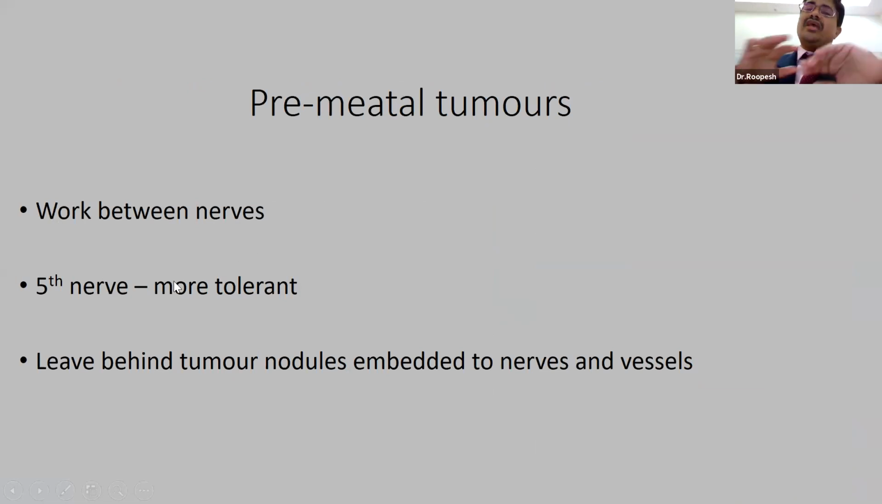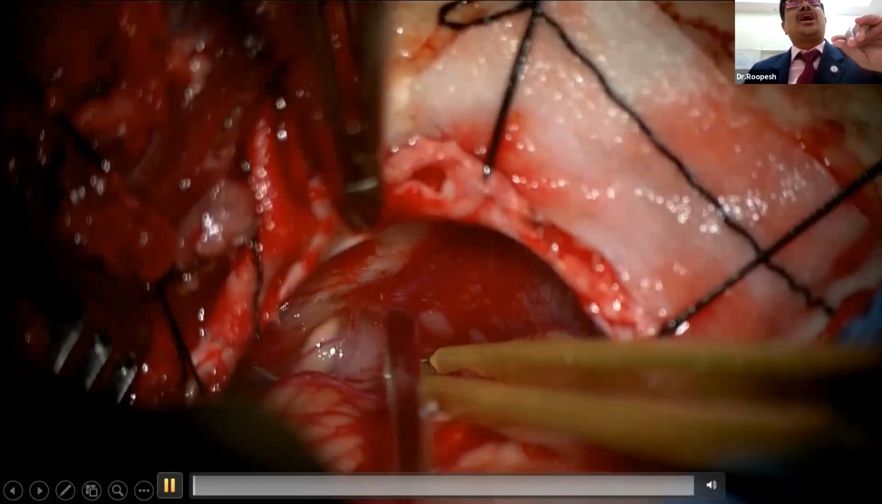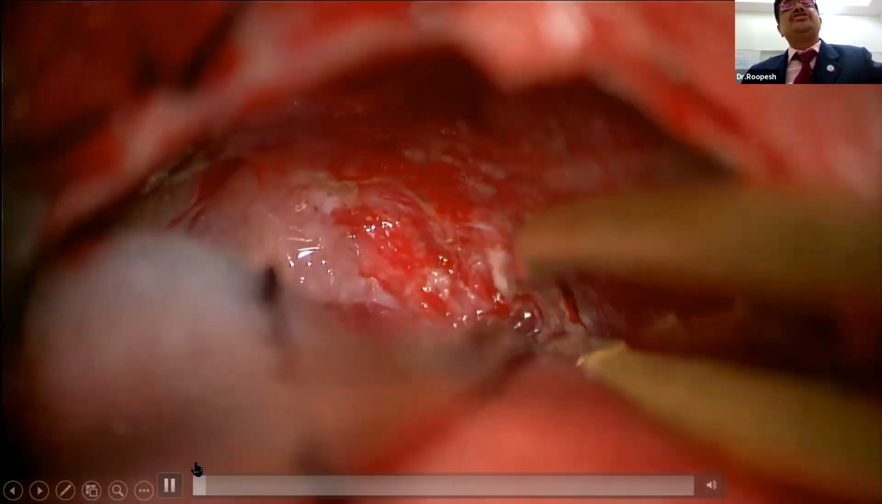And out of all the nerves, seventh, eighth, fifth nerve, lower cranial nerves, the fifth nerve is the more robust, and so it is amenable for handling. So you make that a fulcrum, and then you go around. But here you have to be very careful because functional preservation is very important. So you always leave behind tumor nodules which are densely adherent to the nerves. I'll just take you to the video of this, how different it is from the previously seen video.